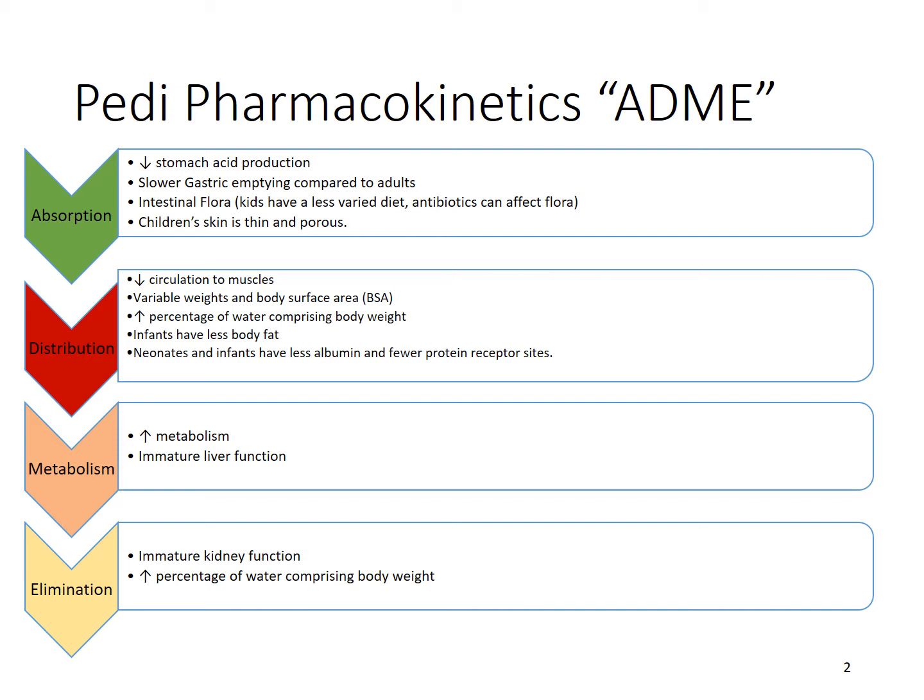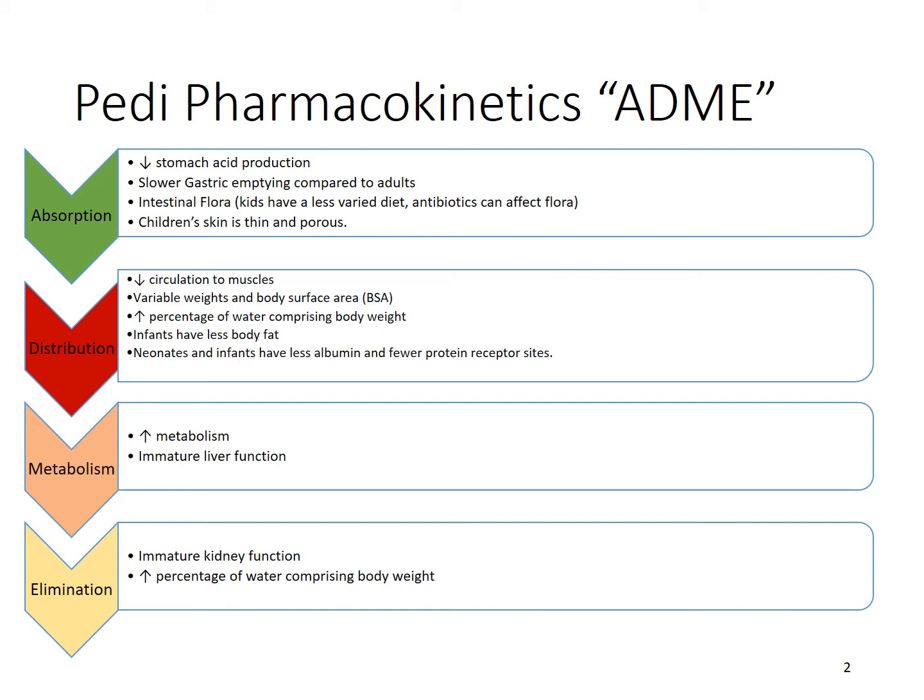Metabolism. So little guys grow fast, so they have an increased metabolism. That may impact the frequency of dosing for things such as morphine. They may burn that off a lot faster. They have immature liver function, so things that are metabolized in the liver, such as acetaminophen, they are at higher risk for developing toxicity. Okay.